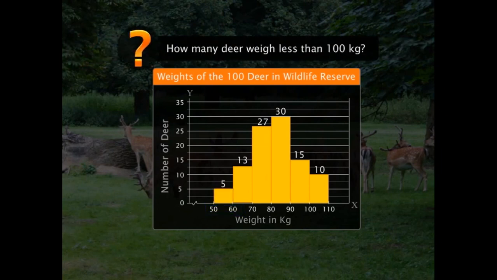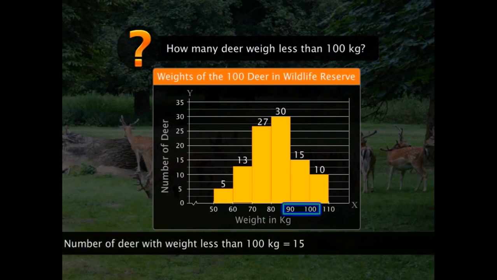Now, let's find the number of deer that weigh less than 100 kilograms. On the horizontal axis, we consider only those classes that do not exceed 100. Thus, we exclude the class interval 100 to 110. There are 5 class intervals that do not exceed 100. The sum of the frequencies in these class intervals gives the number of deer that have a weight of less than 100 kilograms.